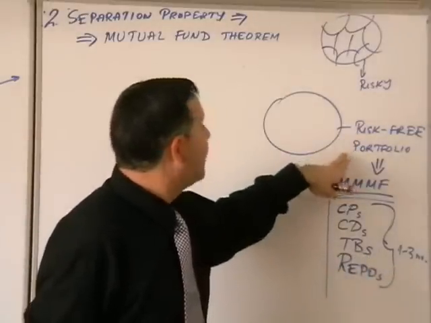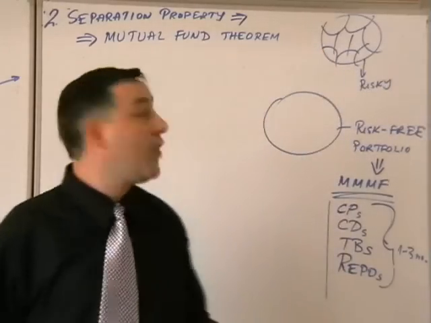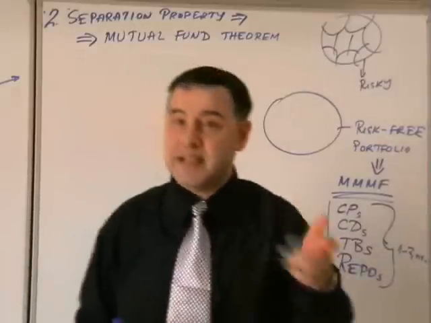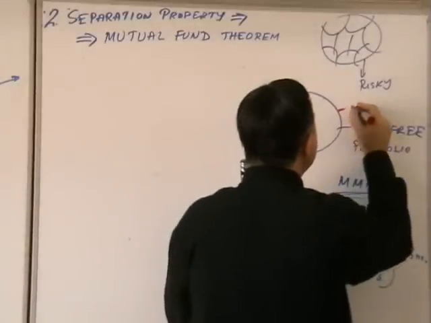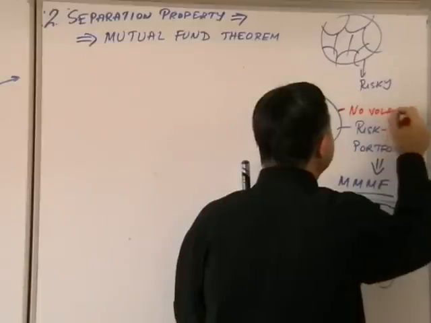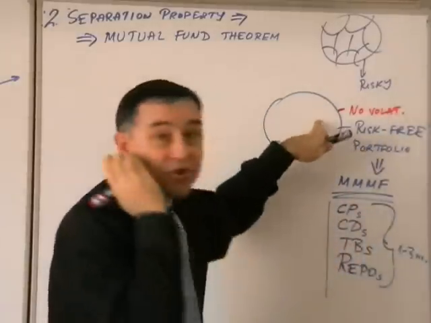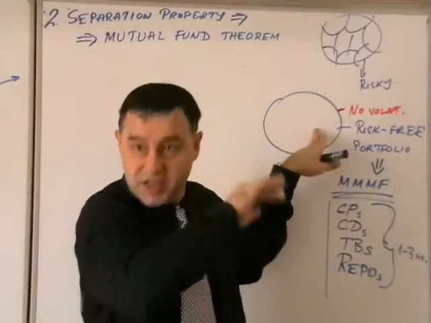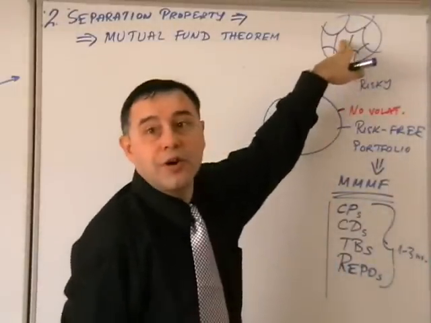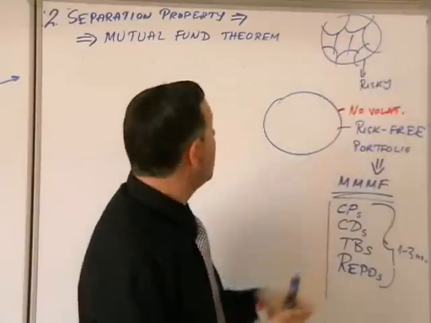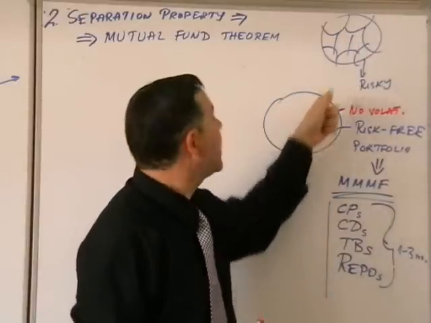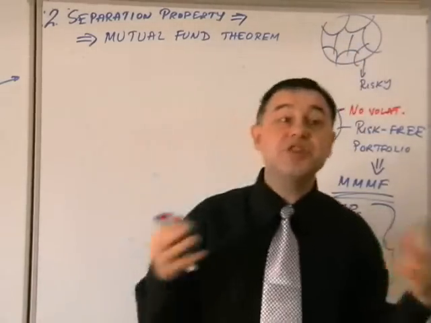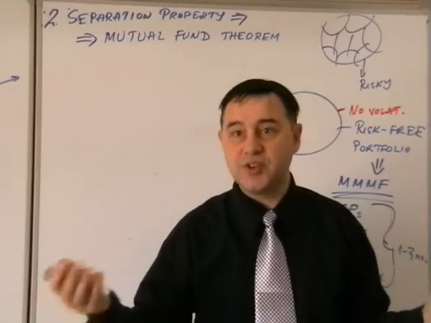So, the risk-free portfolio is this, the risky portfolio is this, and then what the separation property says, because the assumption here is no volatility, and therefore, if it has no volatility, it means it stays constant. It has no correlation with the risky portfolio. So, how you choose the risk-free and how you choose the risky portfolio, there is no correlation. This also means that there is no effective diversification effect.